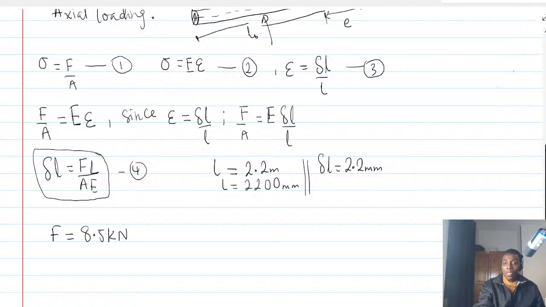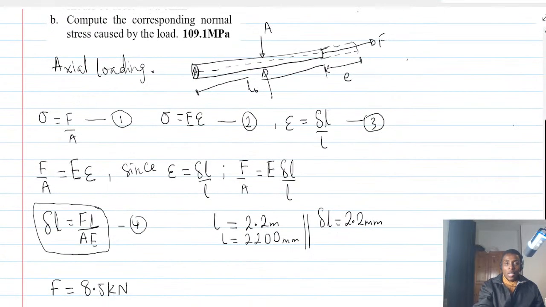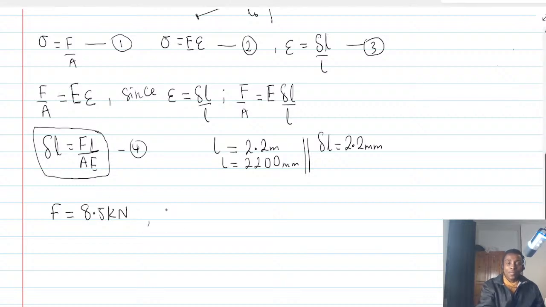Now, from the question, we need to read carefully. It says that the Young's modulus was what? 200 gigapascals. Now, let me teach you a trick here. So the Young's modulus, which is E, is what? 200 gigapascals. All right? Okay. So E is 200 gigapascal.